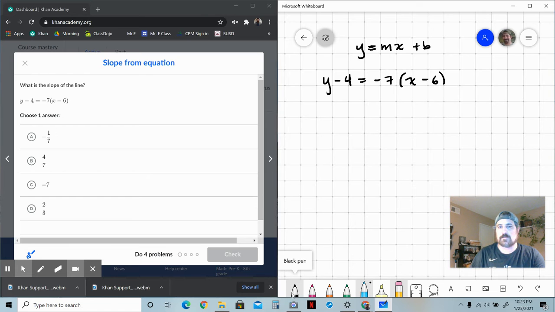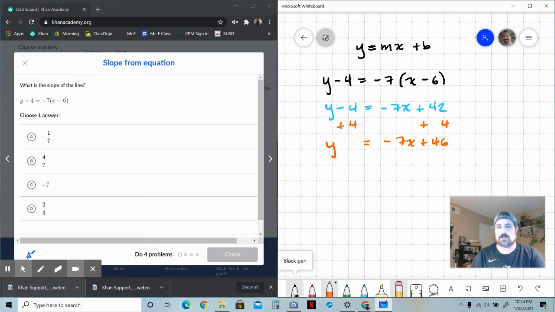So let's do that. First, you would distribute. So you get y minus 4 is equal to negative 7 times x, which is negative 7x, negative 7 times negative 6, which is positive 42. And then you're going to want to get the y all by itself. So you just got to get rid of this minus 4, plus 4 to both sides. And you're going to get the value that y on its own is equal to negative 7x plus 46.